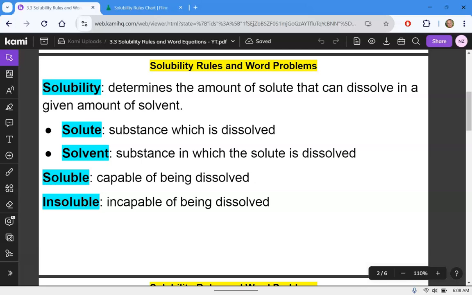Now, something can be soluble, which means it can be dissolved, or it can be insoluble, which means it cannot be dissolved. Our Kool-Aid powder, for example, is soluble. Salt is also soluble. We can put it into water and it dissolves. Sand is insoluble. It just kind of goes to the bottom. Or metal, for example, if I put a penny into a glass of water, it just kind of goes to the bottom. So those are insoluble.